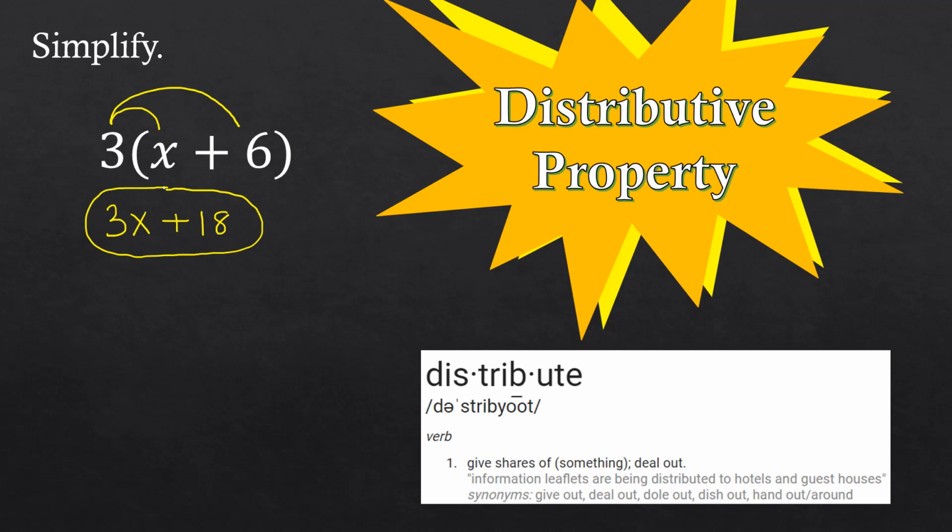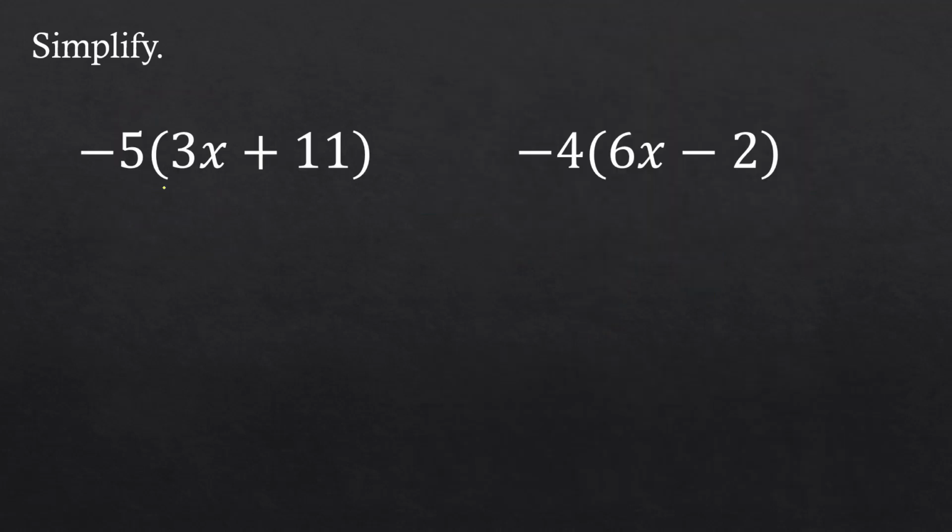Okay, so I want to take you through a couple more examples. These are still single numbers times a binomial, 2 terms. So my first problem here is -5 times the quantity of 3x plus 11. I'm going to distribute that -5 to the 3x. -5 times 3x will give me -15x. And if I want to, I can bring down my addition sign. And then I'm going to distribute that -5 to the second term, the 11. -5 times 11 will give me -55.